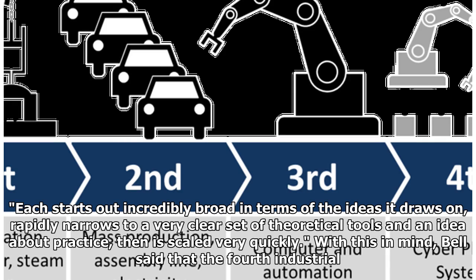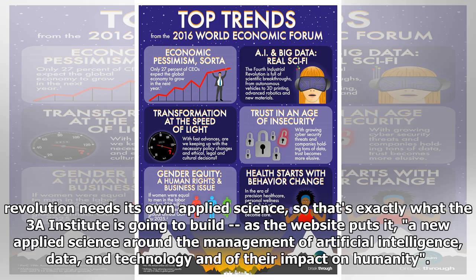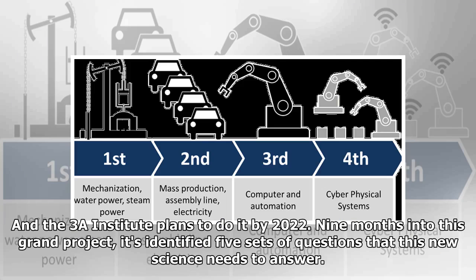With this in mind, Bell said that the fourth industrial revolution needs its own applied science, so that's exactly what the 3A Institute is going to build, as the website puts it, a new applied science around the management of artificial intelligence, data, and technology and of their impact on humanity. And the 3A Institute plans to do it by 2022. Nine months into this grand project, it's identified 5 sets of questions that this new science needs to answer.